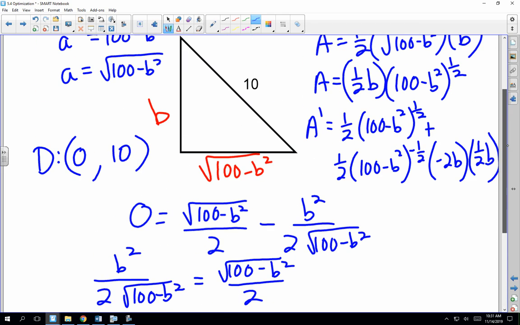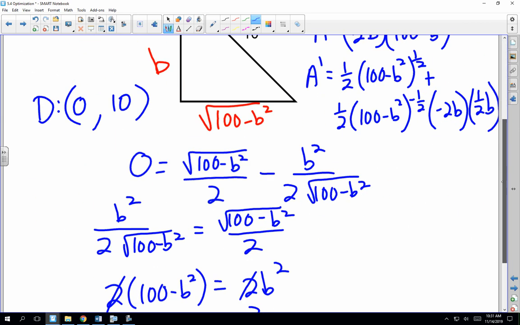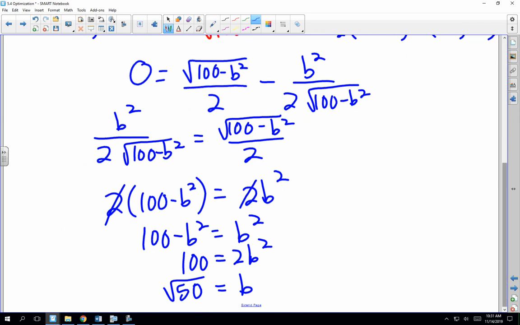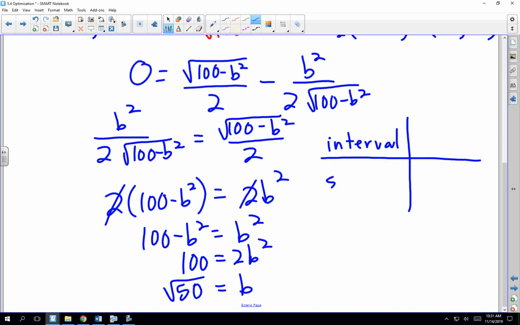I forgot what they asked here. It's been so long. Oh, what's the max area? Okay. So right here, and I really should do the first derivative test. So we've got an interval. I'm not going to take a second derivative of that mess. Sine of a prime. So I've got the interval goes from 0 to root 50, and then root 50 to 10.